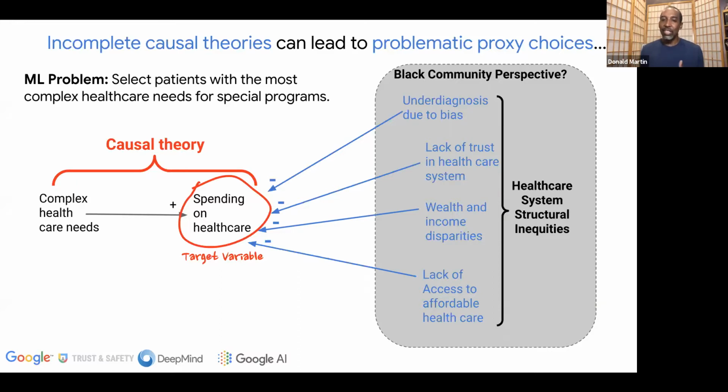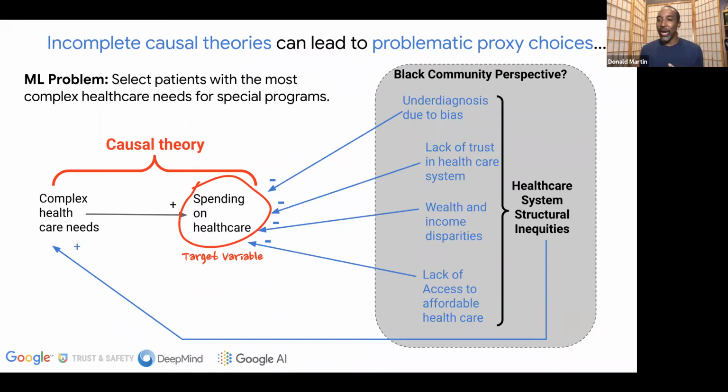And if it had been, it's likely that these key factors would have been raised as part of the big picture, because underdiagnosis due to bias in the US healthcare system actually decreases how much people spend on healthcare independent of what their healthcare needs are. The same is true with the lack of trust in the healthcare system, with wealth and income disparities, and with the lack of access to affordable healthcare. Now, these factors make up a subset of the healthcare system structural inequities that exist in the US. And these structural inequities also lead to increased complex healthcare needs in the African American Black community.